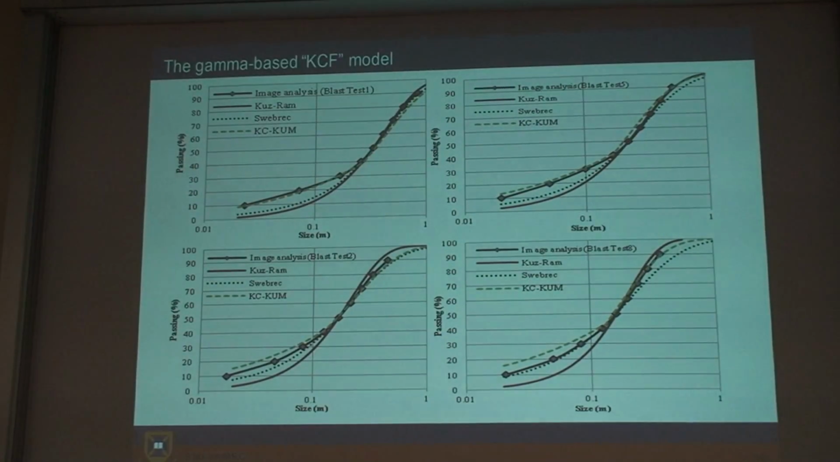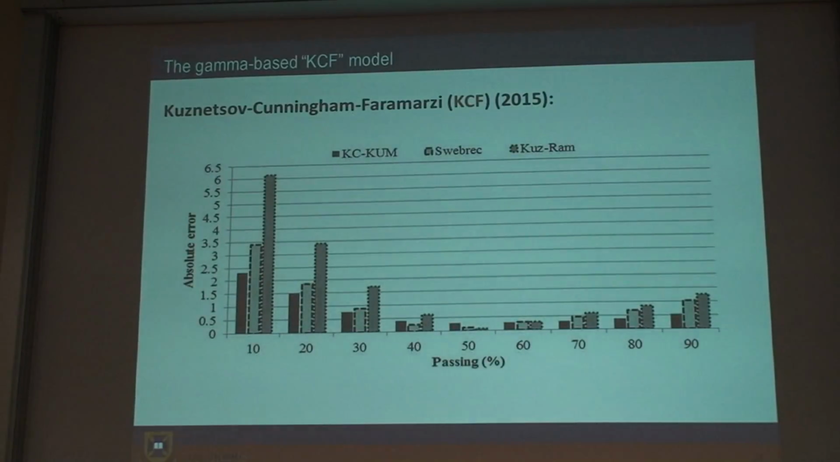However, because of the form of this equation, KCF generally, or KCCOM here that I have used, predicts more fines than the other ones. And I calculated absolute logarithmic error for all of the blasts. As you can see here, the performance of KCCOM is better than Swebrec and Kuz-Ram. However, in the coarse part, they were pretty good. Actually, we are so good in predicting the coarse part.